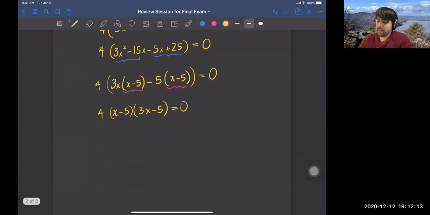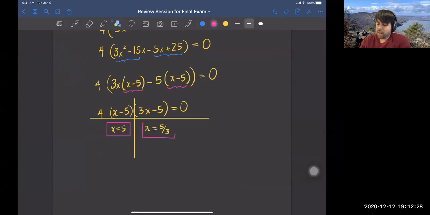And now look what I got. What do I get? I get x equal to 5, and I get that x is equal to 5/3. So I get two critical numbers.